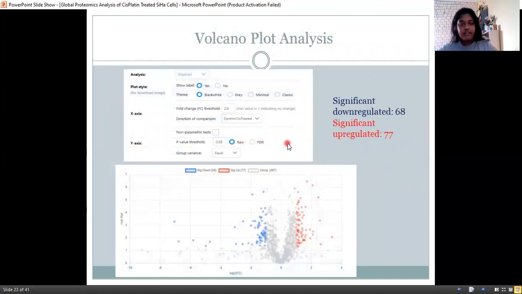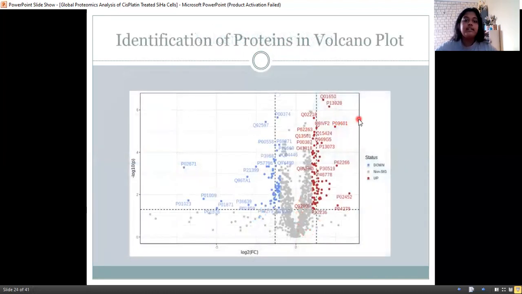Then I went for the volcano plot analysis, where I again put the p-value threshold as 0.05 and raw data, and the group variance I said was equal. So there were 77 significant upregulated proteins and 68 significant downregulated proteins. These were the different proteins that I observed, and I used this as it was very interesting. I uploaded all these proteins onto HPA and checked more as it was intriguing to me, and I wanted to know more.